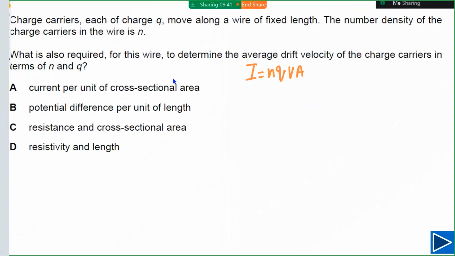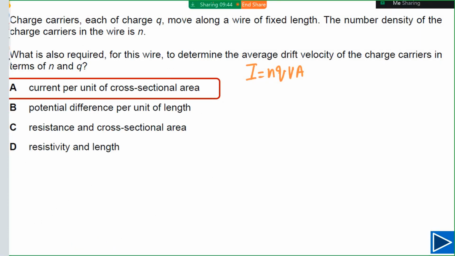Answer for this question has to be A. A is the answer. Let me explain now why the answer is A. First thing you need to understand: for this question, it is given that n and q are given. So we have these two values, and we need to calculate the average drift velocity of charge carriers.